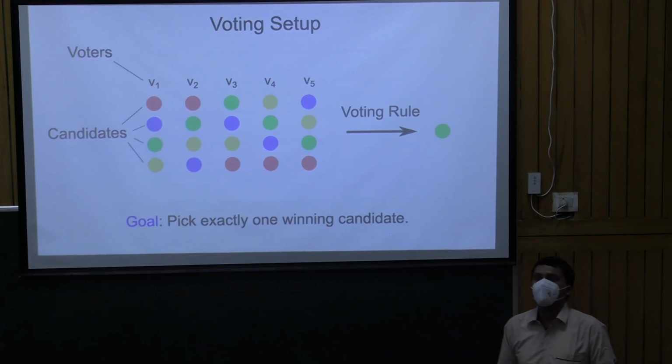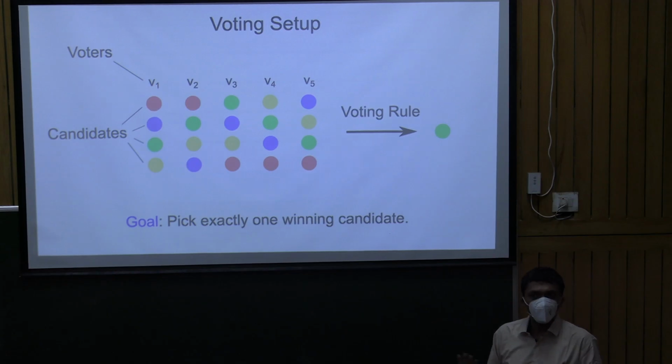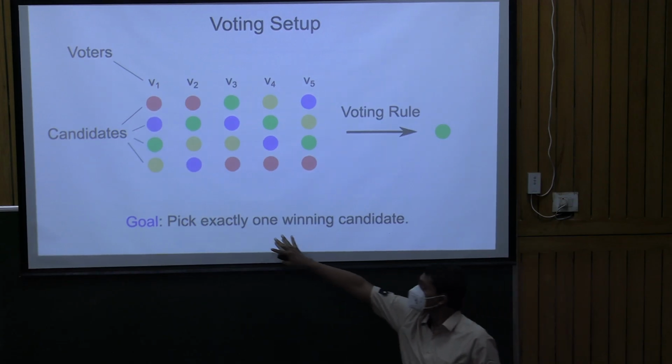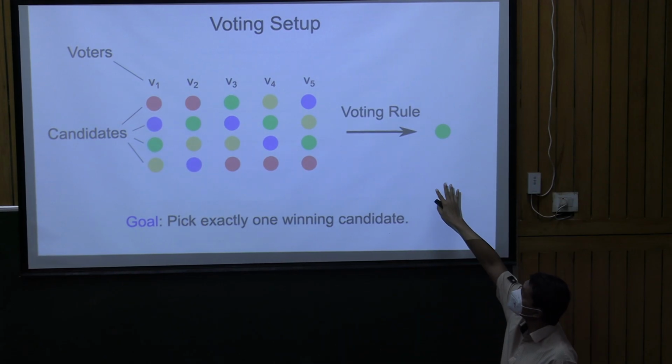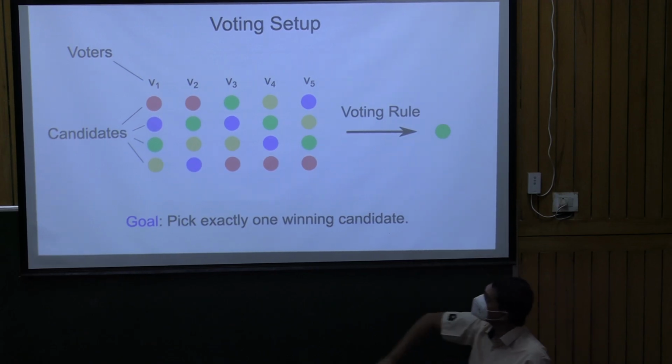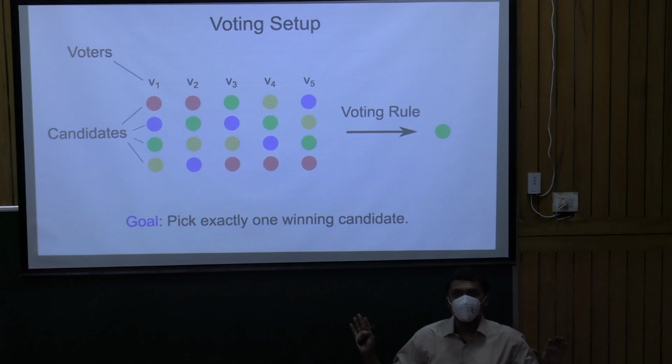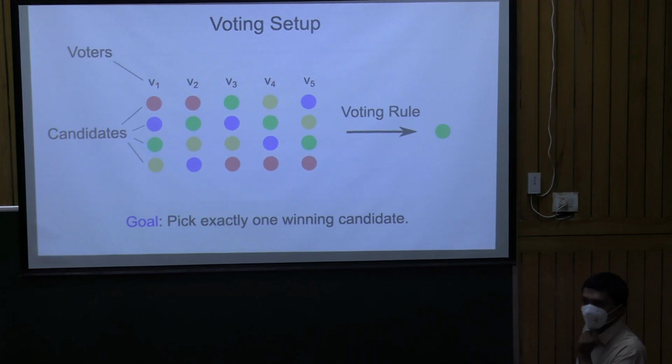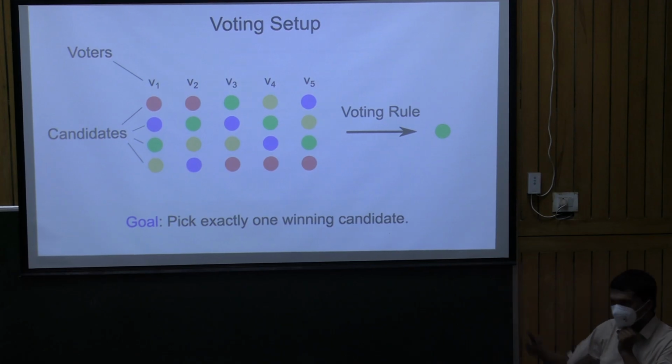A voting rule is basically a method, a procedure, an algorithm, whatever you want to call it. It takes as input the preferences and spits out a winning candidate. It should be well defined for any number of voters, any number of candidates, any kind of rankings they may have over these candidates, and so on. It's just a mapping of this form.